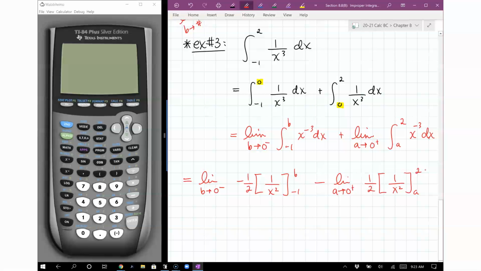So now I'm going to go ahead and put my values into my integral. Okay, so this is the limit as b goes to 0 from the left of negative 1/2 of 1 over b squared minus 1, right, because you plug in your negative 1, minus the limit as a goes to 0 from the right of 1/2 of 1/4 minus 1 over a squared.